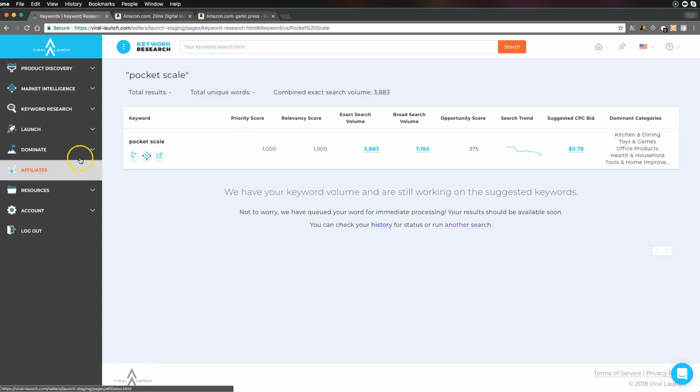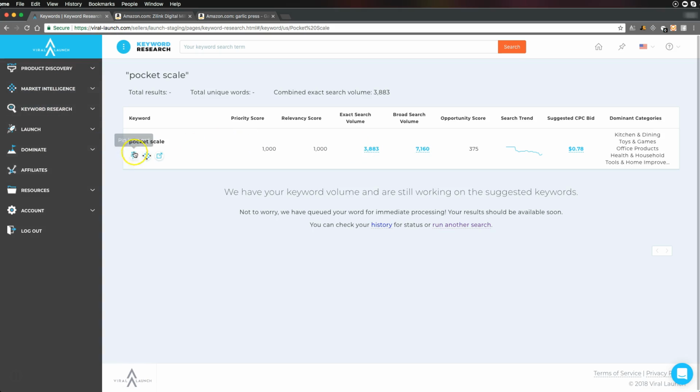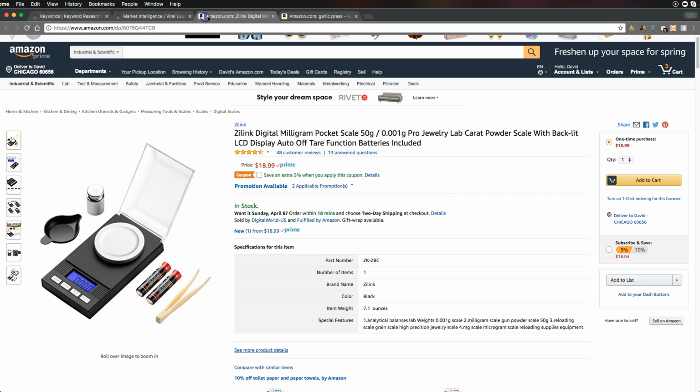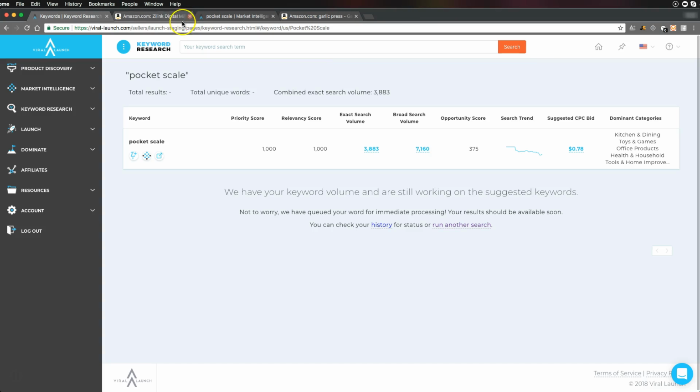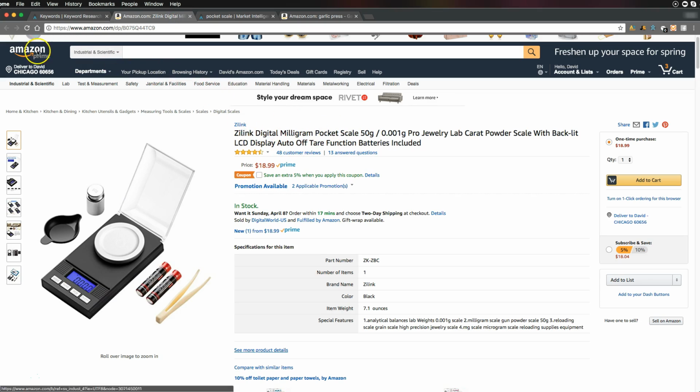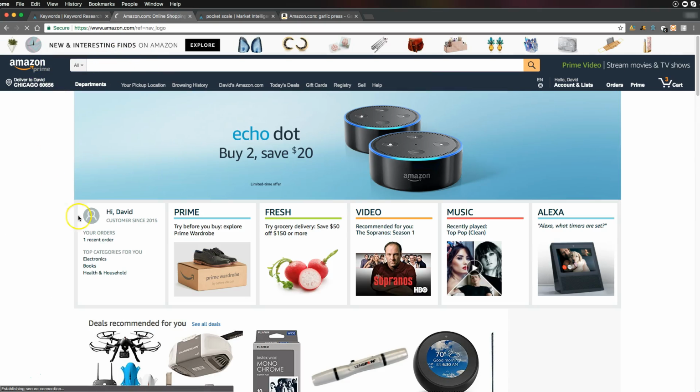Anyhow, let's go over to market intelligence, which is a tool that we were using earlier. All you have to do is, once you find the main keyword for a product like this, you found your product, you found the main keyword, you just click this, and you want to analyze the first page of Amazon. So you want to analyze the competition for the keyword pocket scale. Let me show you what's going on right now.